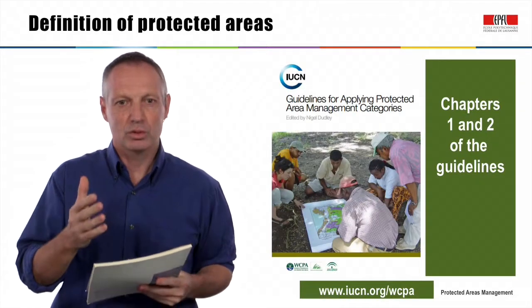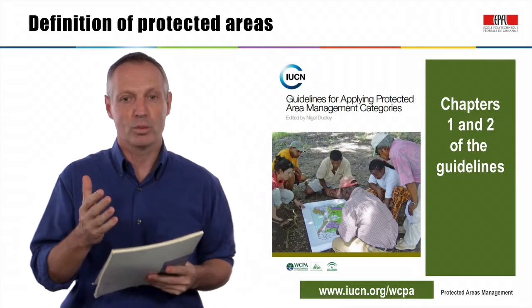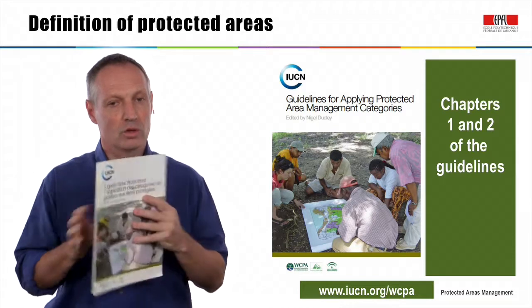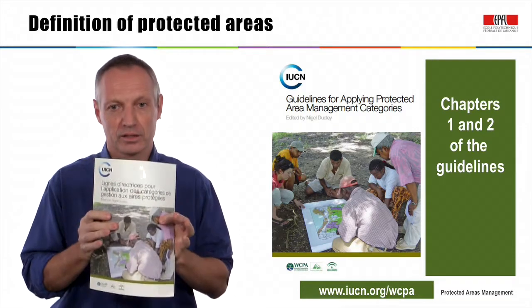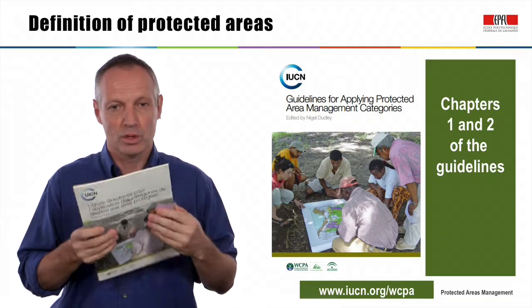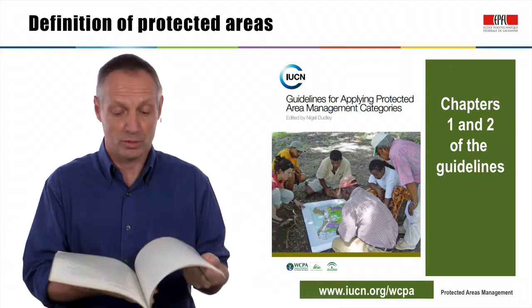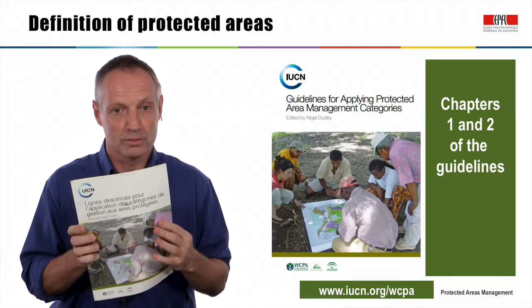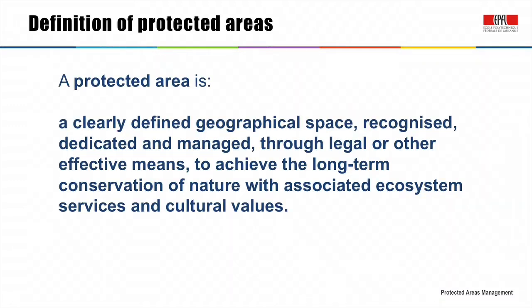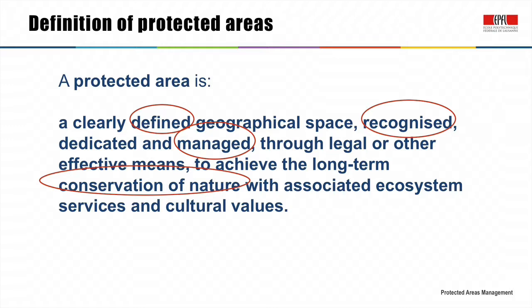It is extremely important to properly understand each word and what they represent. The best way to do that is yet again to read the guidelines on the definition carefully. This isn't very long. It is covered in chapters 1 and 2 of this book, less than 10 pages in total. Every word in this definition is important. I would like to insist here on a few of them in particular. They are the words defined, recognized, managed, and of course, conservation of nature.